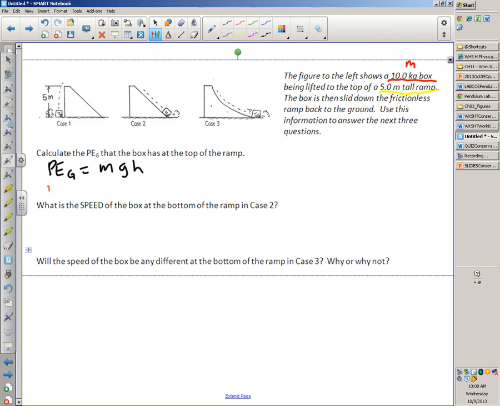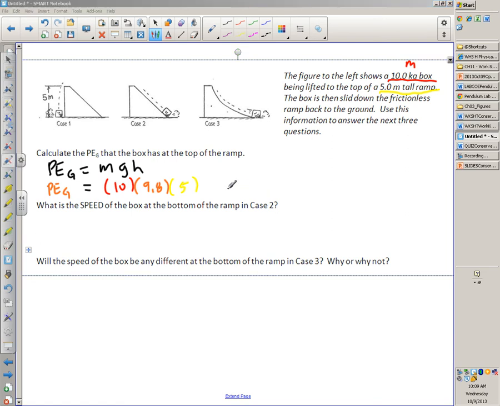So PEG equals the mass of that object, which is 10 kilograms. I'm just going to conveniently leave out the units right now, okay? Then the effective gravity, the acceleration of gravity, 9.8, right? And then the height, which we said was 5 meters, okay?